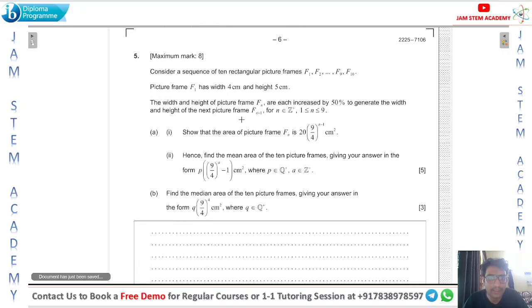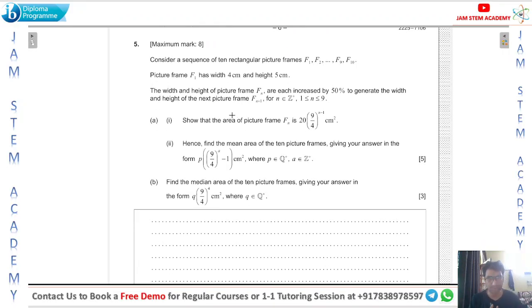It says consider a sequence of 10 rectangular picture frames F1, F2, F3, and so on up to F10. The picture frame F1 has a width of 4 centimeters and a height of 5 centimeters. So this is the first picture frame having the width 4 centimeters. Let's say this one is 4 and the height is 5, a rectangle. So this is for frame 1.